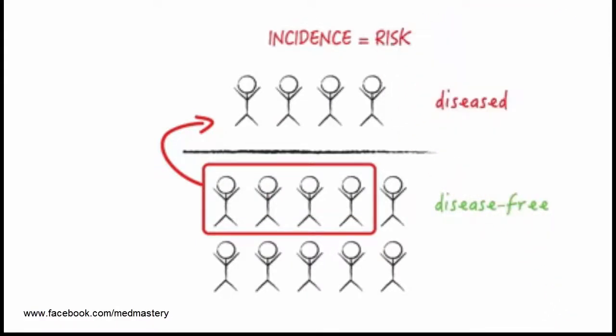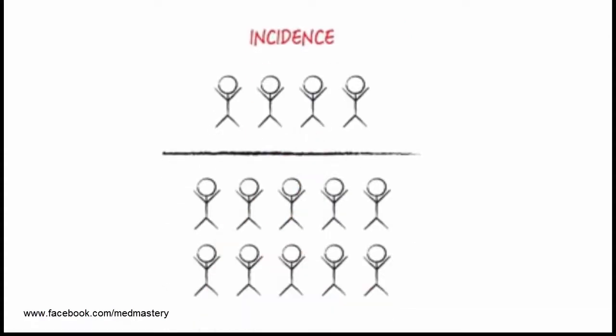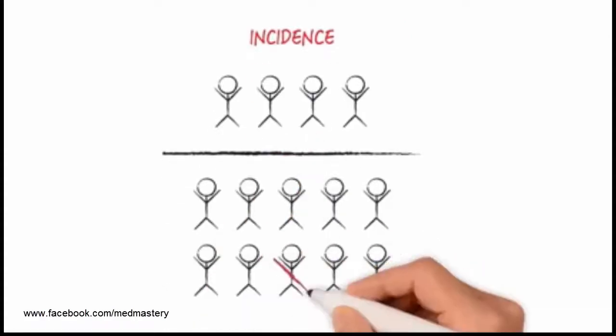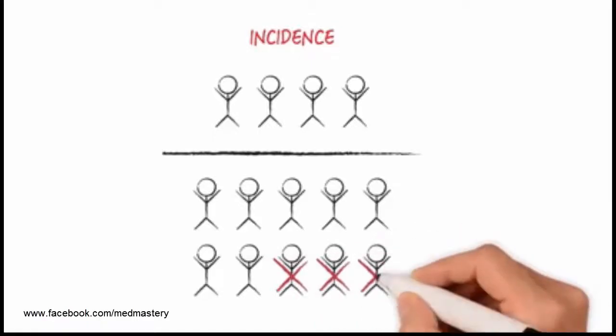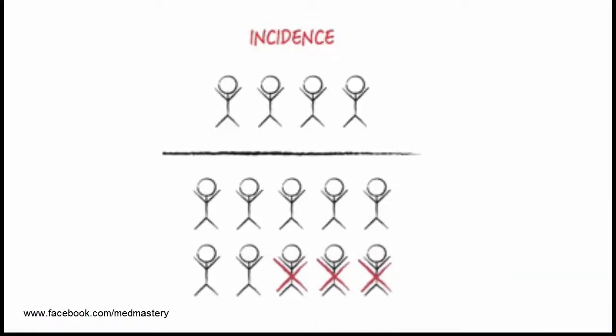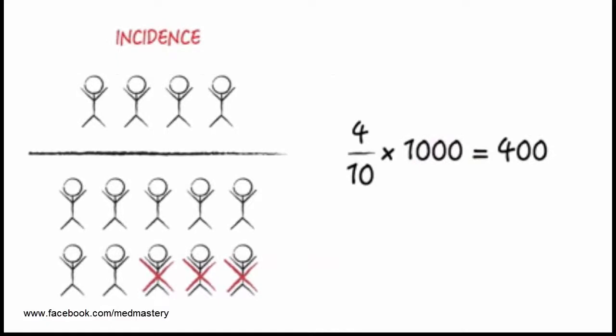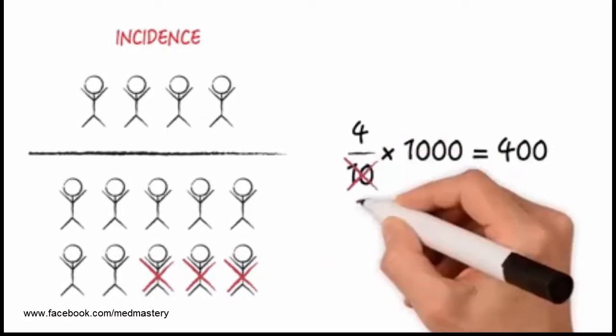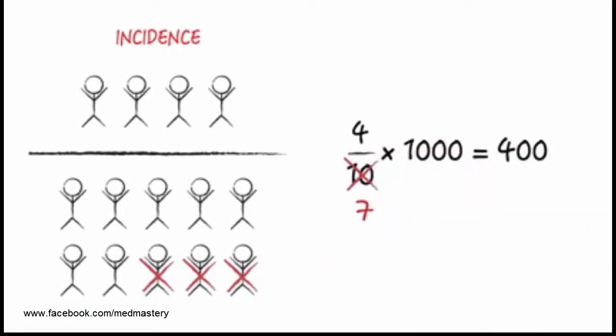So we said that everyone in the denominator must have the potential to become a member of the numerator or the disease group. Let's come back to our study of uterine cancer. If 3 women of our fictitious population had their uteruses removed, if they had undergone hysterectomy, in other words, they would no longer have the potential to become part of the numerator. So instead of 4 divided by 10, it would now be 4 divided by 7 times 1,000 equals a new fictitious incidence rate of 570 per 1,000.